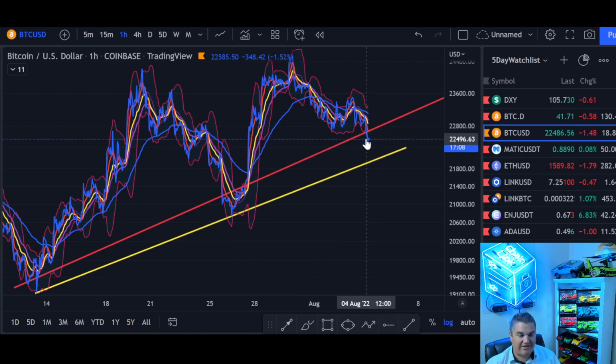On the hourly, remember this is the hourly, so it means a little bit less than the daily. The daily means a little bit less than the weekly, less than the monthly, right? So following that, on the hourly, we could come all the way down here and still maintain this hourly uptrend, as far as the diagonal goes.